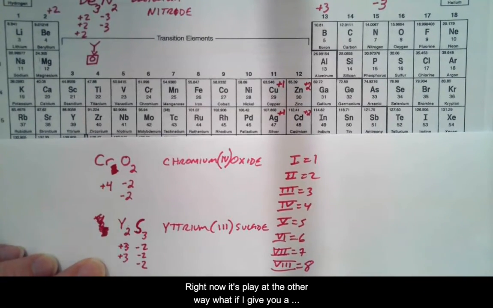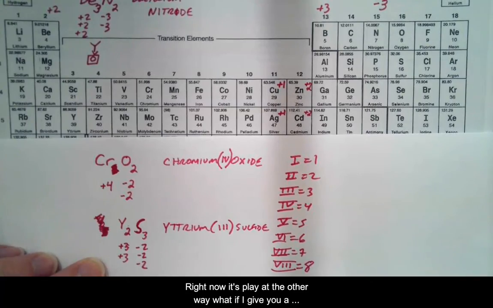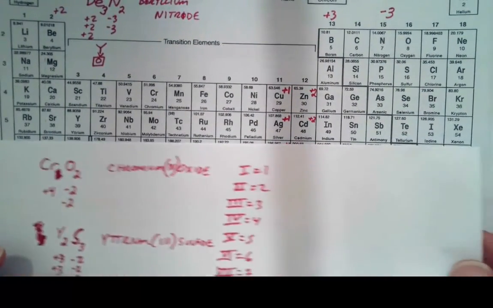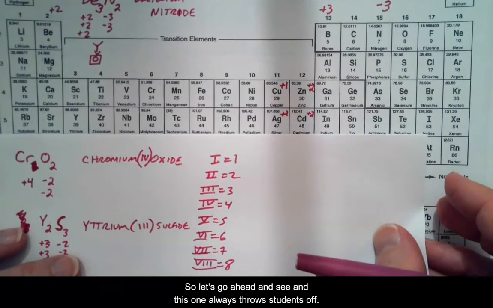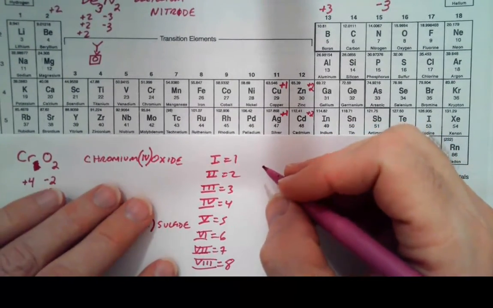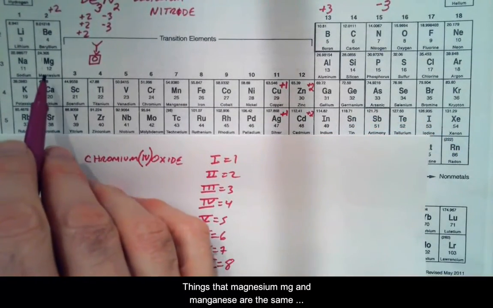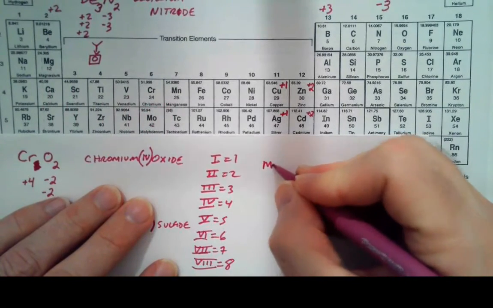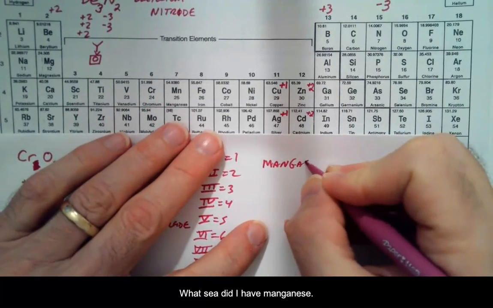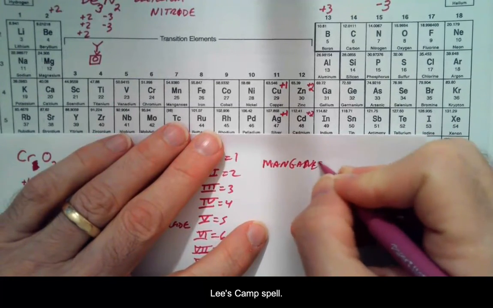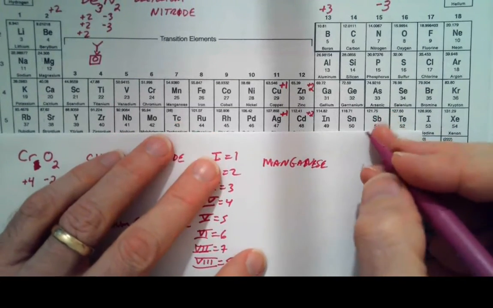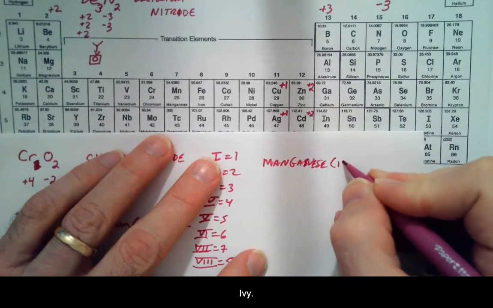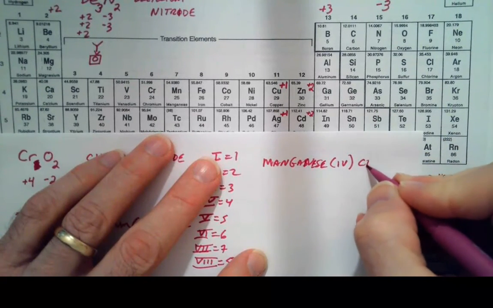All right, now let's play it the other way. What if I give you a compound name? Let's see if we can write the formula. This one always throws students off, right? They want to think that magnesium, Mg, and manganese are the same thing. They are not. So let's say that I have manganese, can't spell, manganese IV chloride.